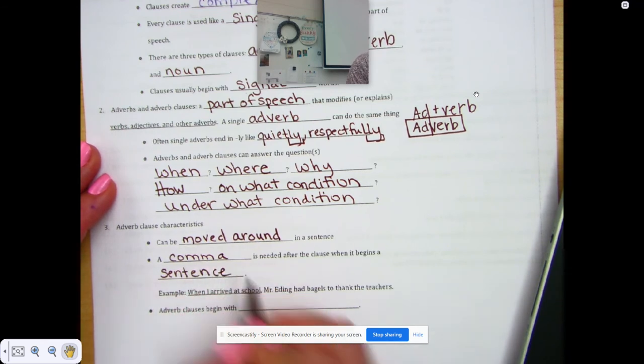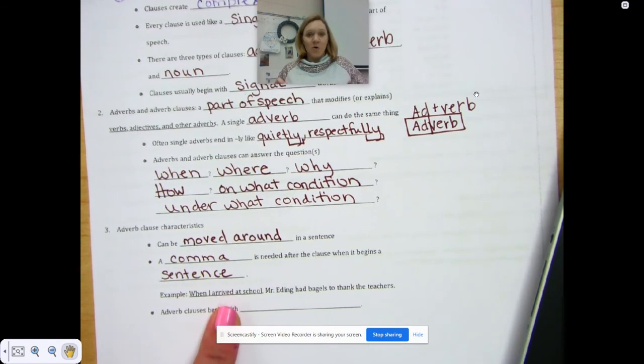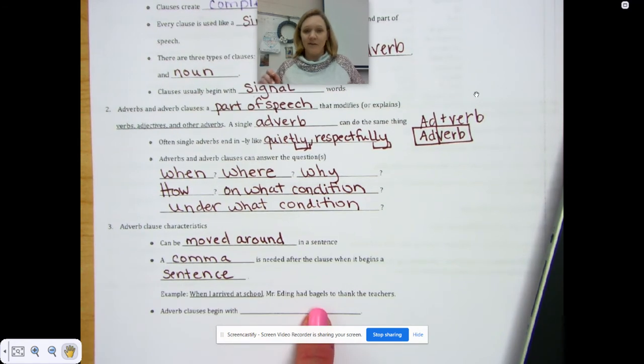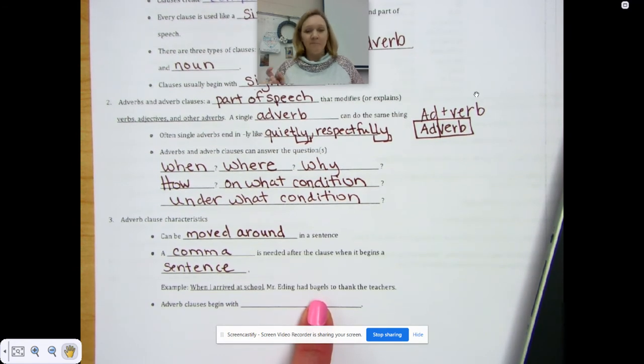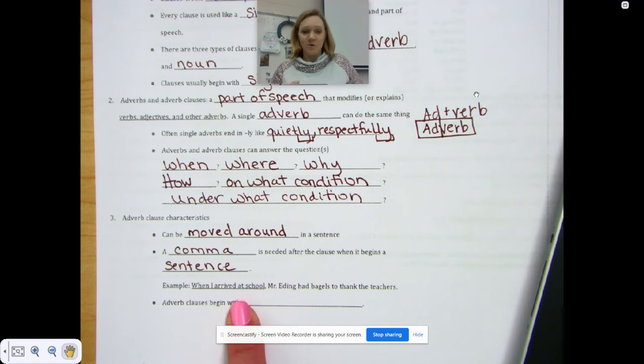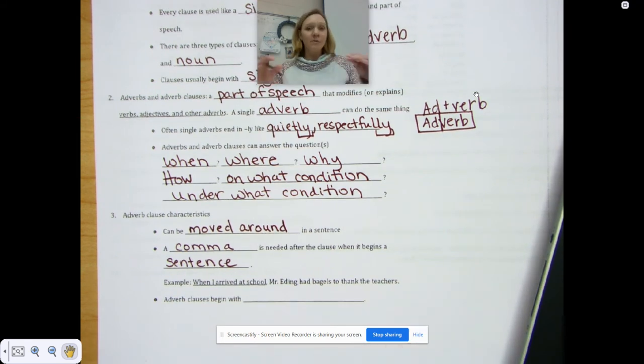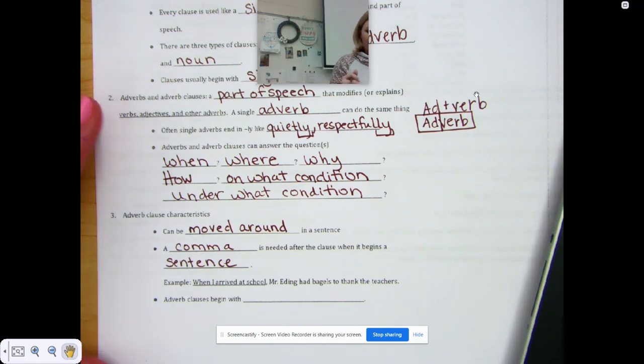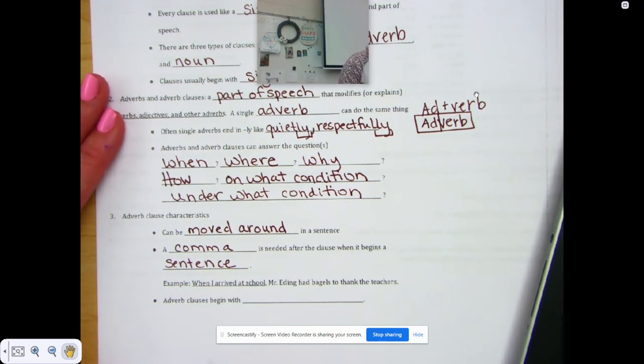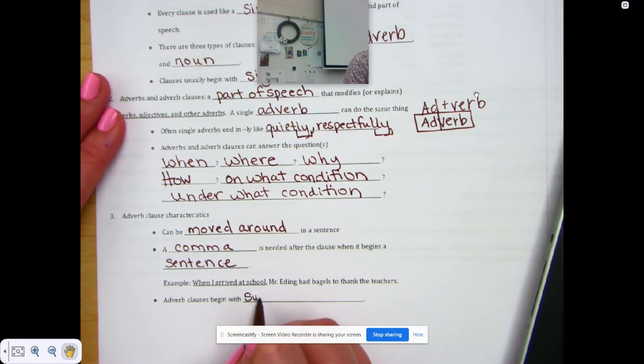So here's an example. When I arrived at school, Mr. Eating had bagels to thank the teachers. So here it is. When I arrived at school, notice it has a comma, but we could move this around. We could say, Mr. Eating had bagels to thank the teachers when I arrived at school. So an adverb clause, the way that you can distinguish it from an adjective clause is that it can be moved around in a sentence. And one more note here, adverb clauses begin with what we call subordinating conjunctions.